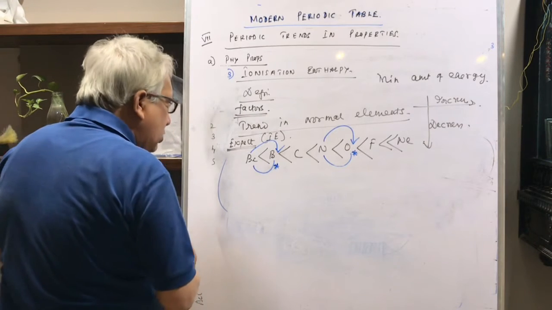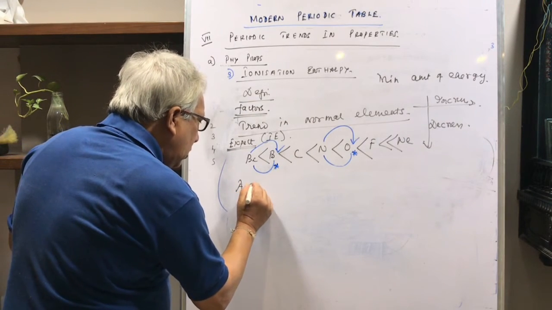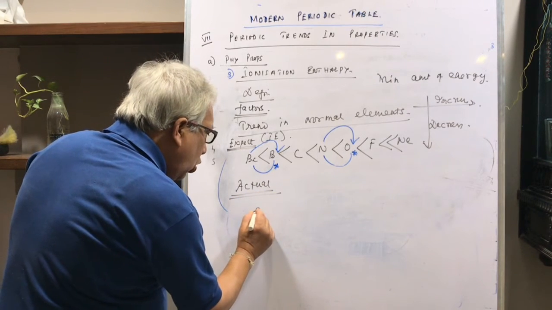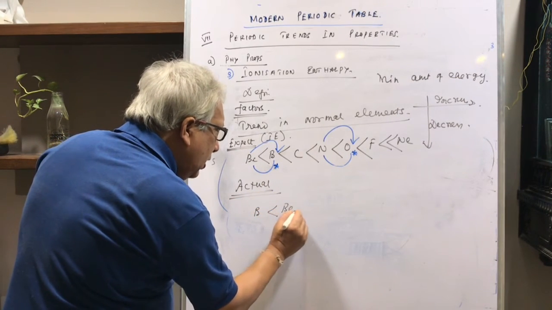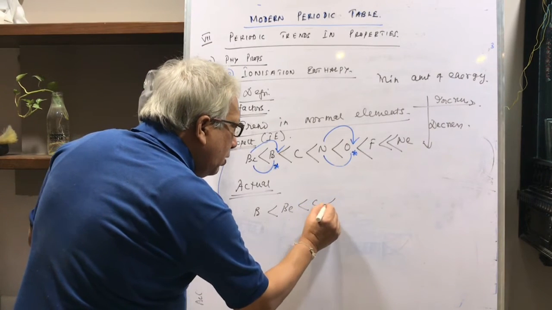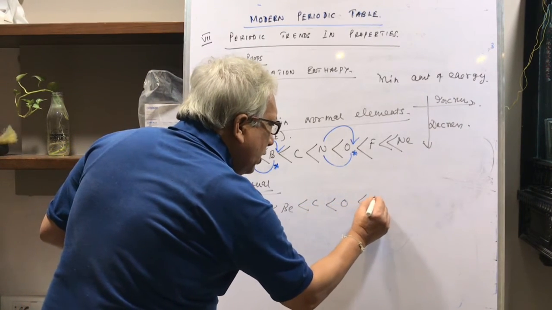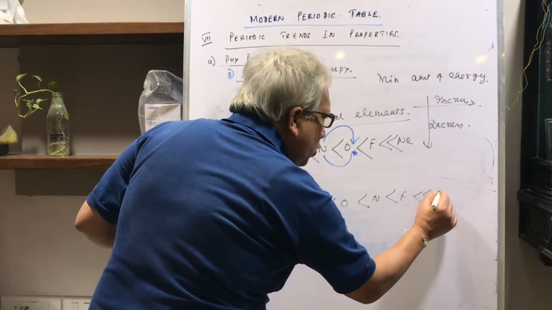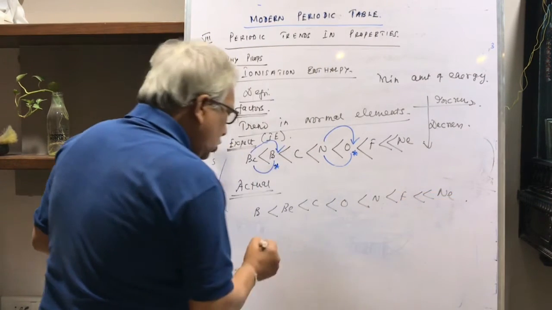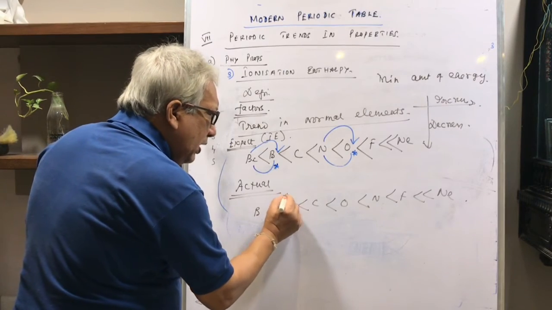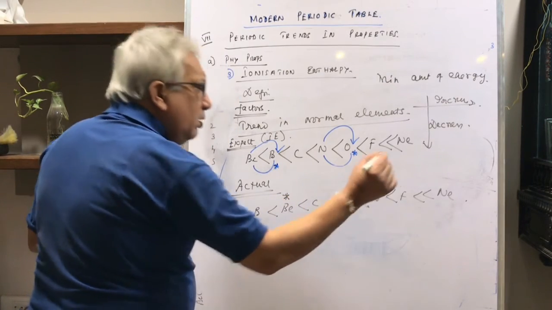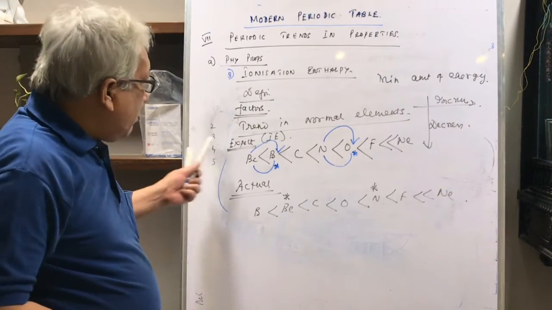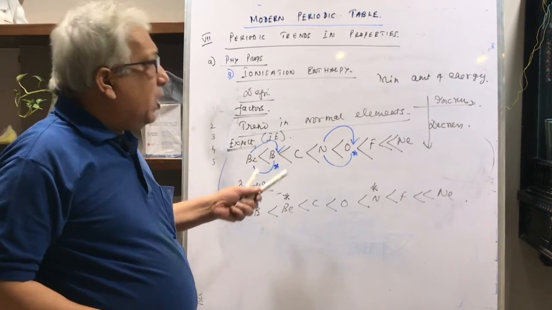I have written here expected, but the actual trend in ionization enthalpy will be boron, more than that beryllium, more than that carbon, more than that oxygen, more than that nitrogen, more than that fluorine, and much more than that is neon. So exceptional cases: beryllium and nitrogen. Is it clear to you, children? So that is about the ionization enthalpy and the trend.